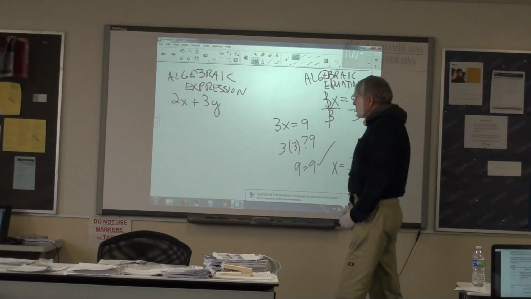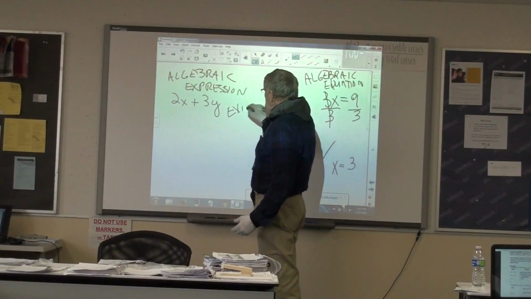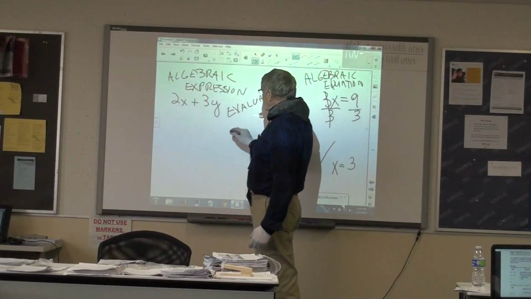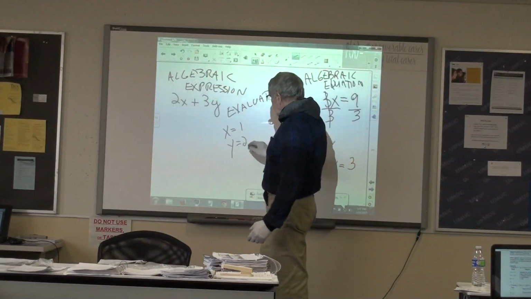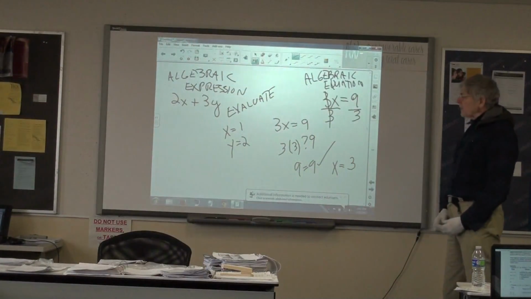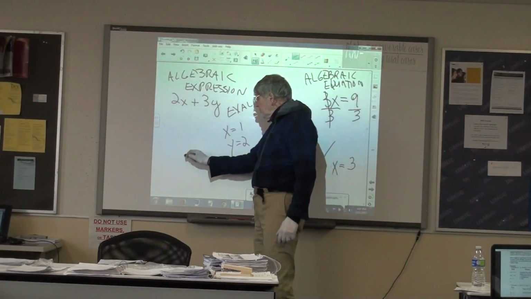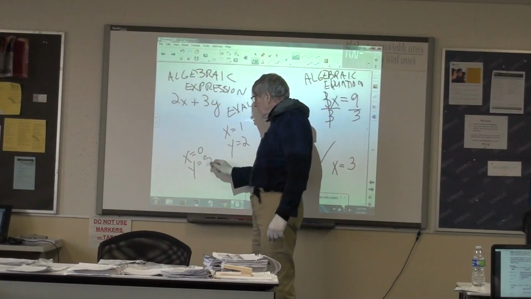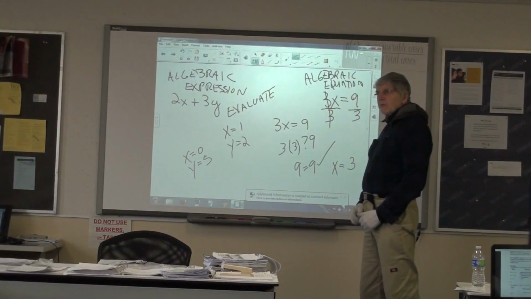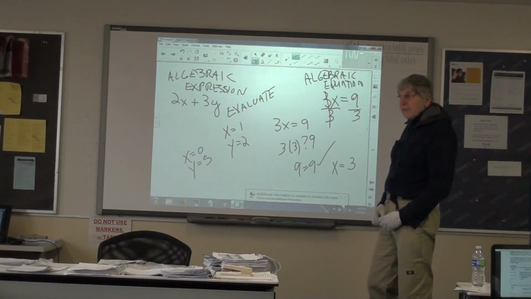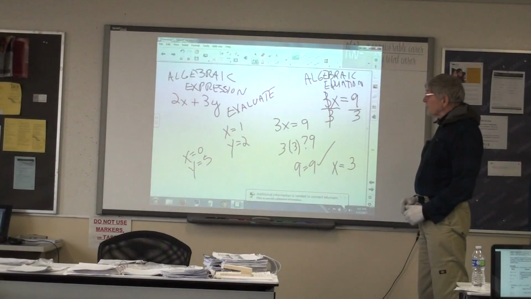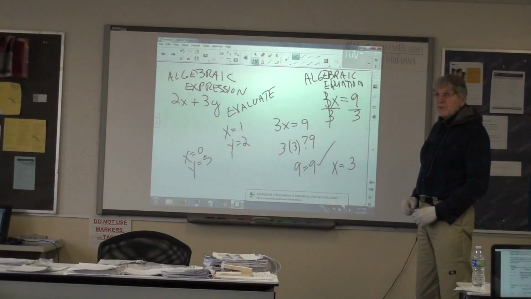Now algebraic expressions are evaluated. You don't solve them, you evaluate them for given values of the parameters. For example, for x equals 1 and y equals 2, what does this expression evaluate to? Anyone? x equals 1 and y equals 2. What does 2x plus 3y equal? 2x plus 3y is equal to 8. Okay. Now we can evaluate it for x equals 0 and y equals 5. And what does it come out equal to? 15. So you see there are an infinite number of evaluations that you can make. Equations have only one solution. But expressions can be evaluated for any set of the variables at all.